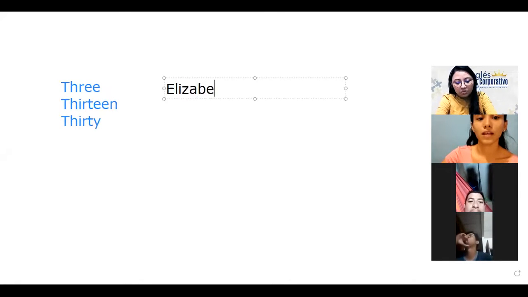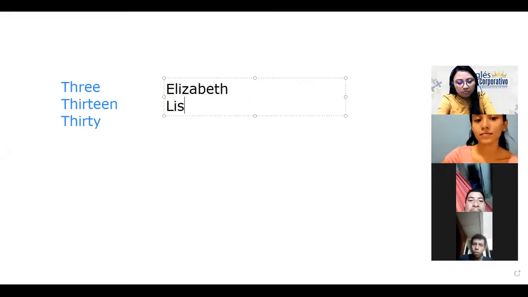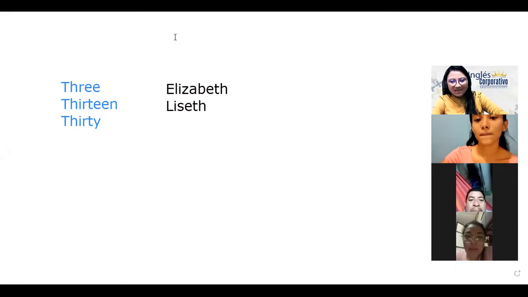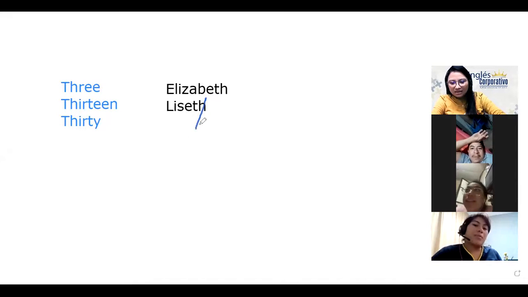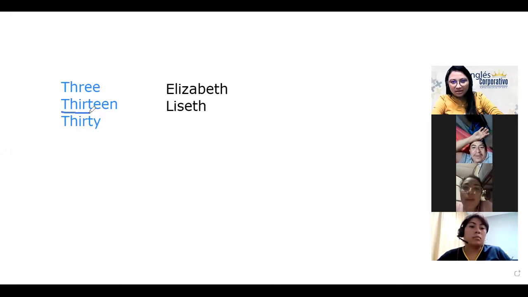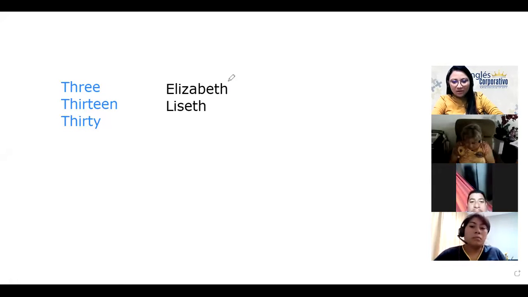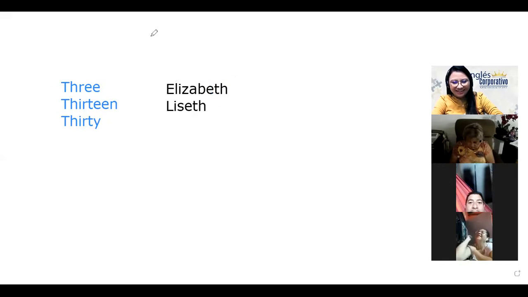Miren estos nombres. In English, bueno, en español. ¿Cómo pronunciamos esto? Elizabeth. Beth. Sería lo correcto, Elizabeth. Pero ¿qué hacemos nosotros? Solo decimos Lizeth. Por eso en inglés no nos sale este sonido, que son 2 letras, la TH. Entonces tenemos la tendencia a decir 3. 30. That's why. No es que no tengamos el sonido en español, es que no lo pronunciamos correctamente. Por eso es que nos cuesta.